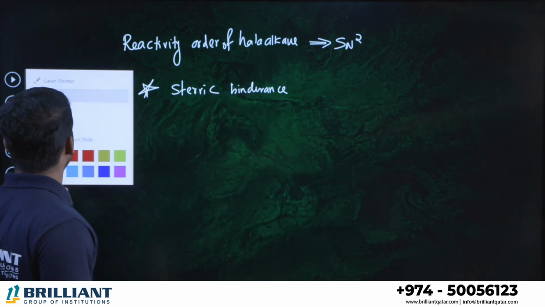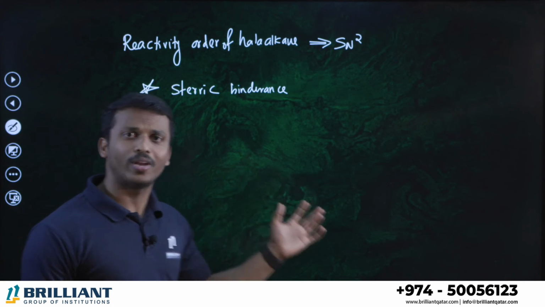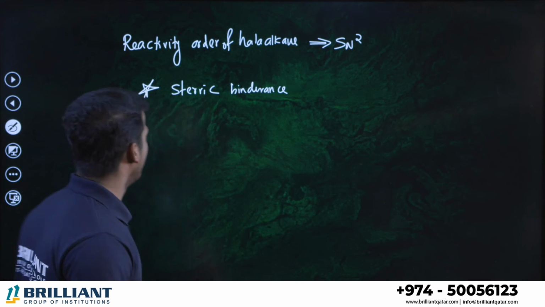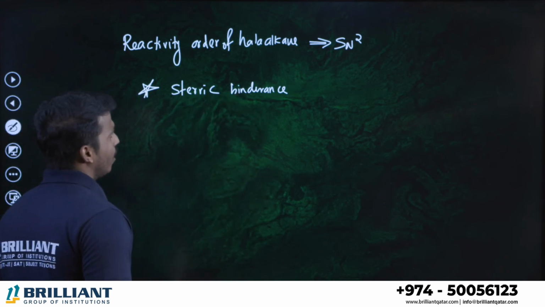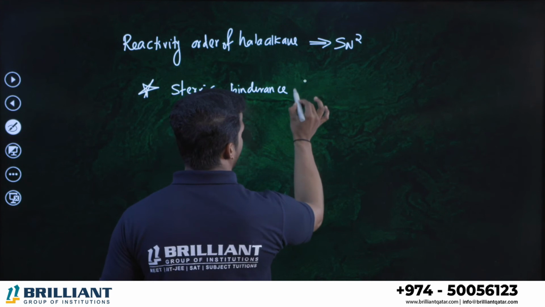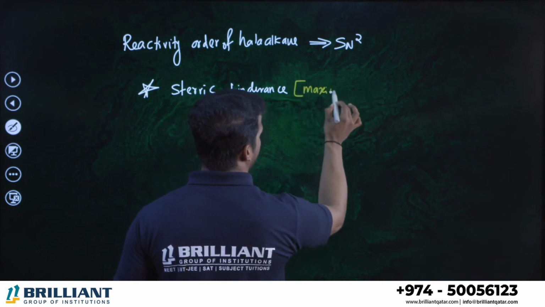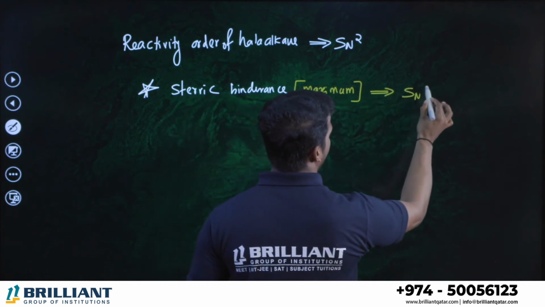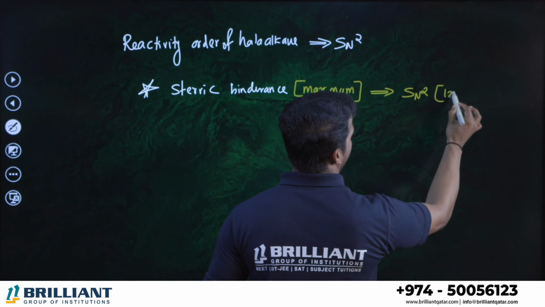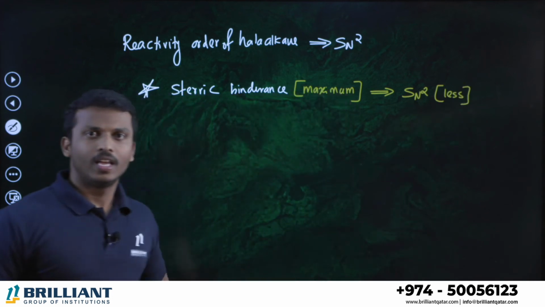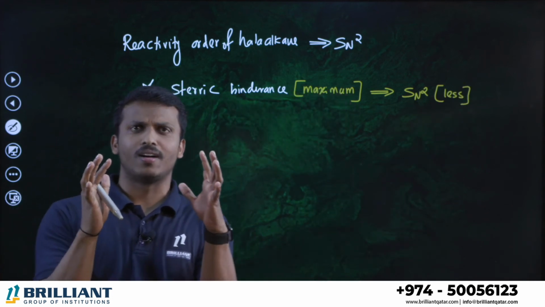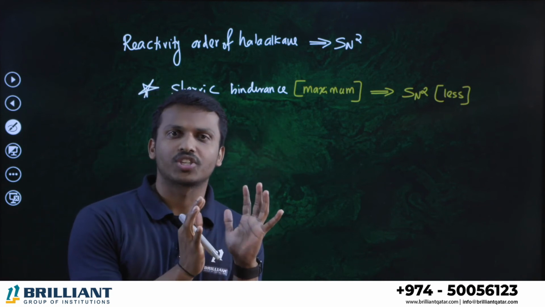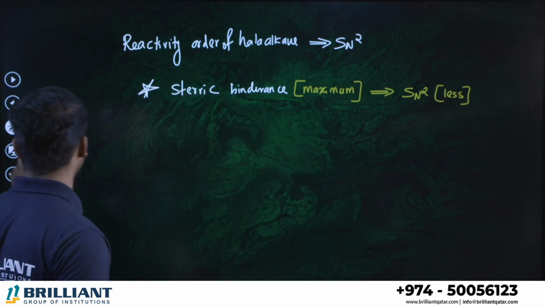Let me take a primary, secondary and tertiary haloalkane. Here you need not consider benzyl, allyl, vinyl carbocation systems. Just focus on this part. Where is the steric hindrance maximum? If the steric hindrance is maximum in your haloalkane, you can say the SN2 reactivity is very less. If your given system is highly sterically crowded, then the SN2 reaction will be less in the system. I'll show you some examples.